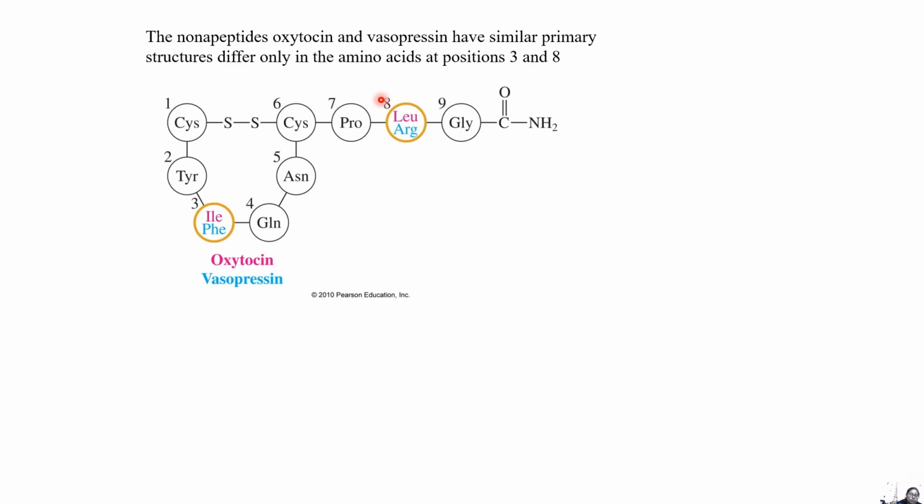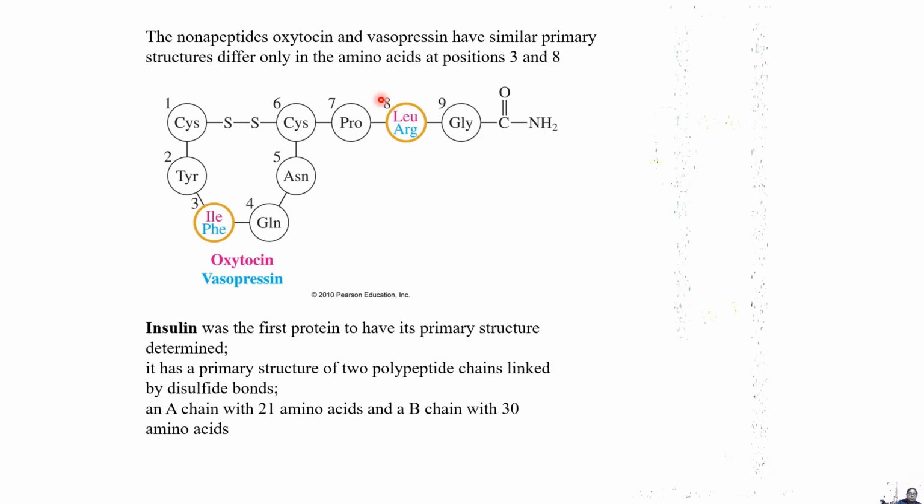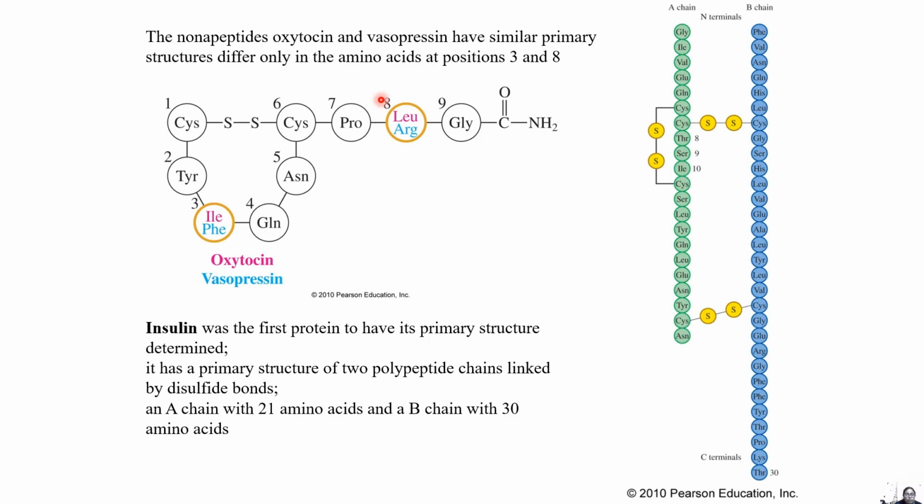Now, the nonapeptides oxytocin and vasopressin have similar primary structures, differing only in amino acid positions 3 and 8. Insulin was the first protein to have its primary sequence determined. It has a primary structure of two polypeptide chains linked by disulfide bonds: an A chain with 21 amino acids and a B chain with 30 amino acids. Okay, so that's the first thing that we remember about insulin. It's the first protein because it was the first protein in which the primary structure was determined fully.